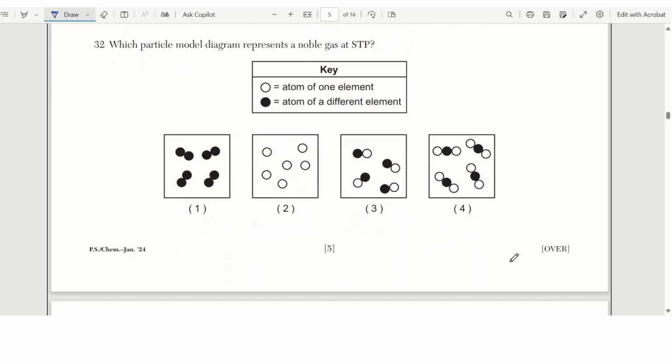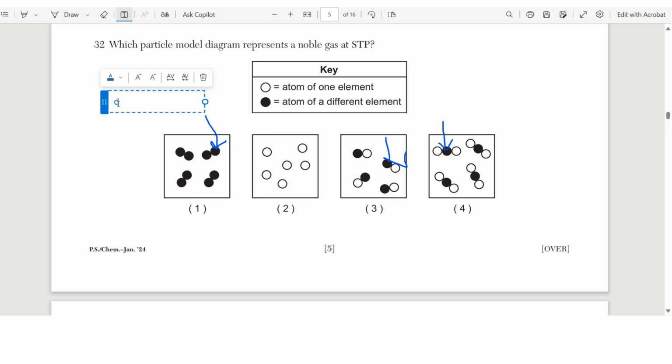32. Which particle diagram represents a noble gas at STP? So what do you need to know about noble gases? Well, they don't bond, right? They tend to be very unreactive because they have a stable set of valence electrons. So if you look at this diagram, that shows stuff bonded. This shows stuff bonded. This shows stuff bonded. This is what we call diatomic elements, okay?